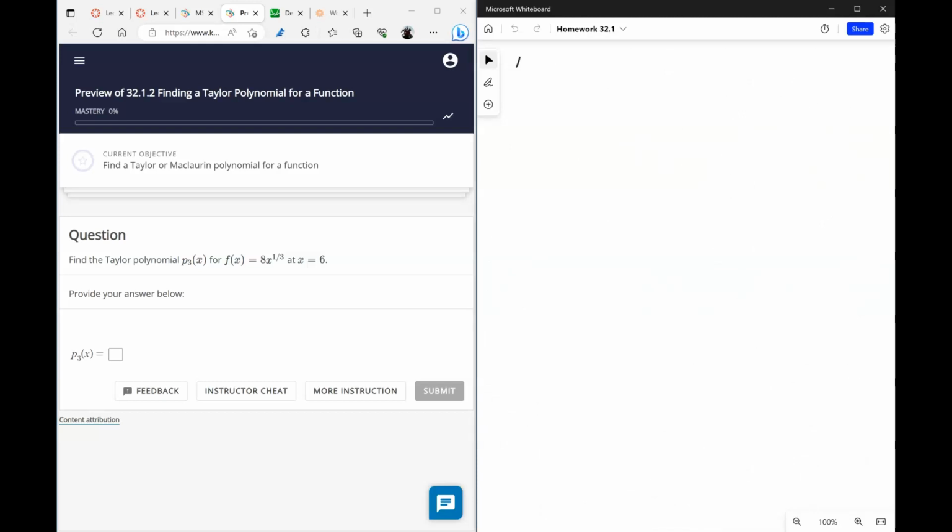And in this part, we have to construct Taylor polynomials. And the first problem is given this function. We're trying to construct a Taylor polynomial centered at x equals 6. So what does that mean? That means we're looking for a polynomial like this.